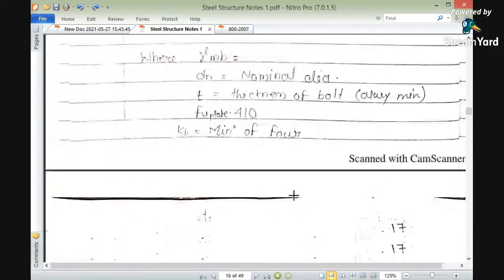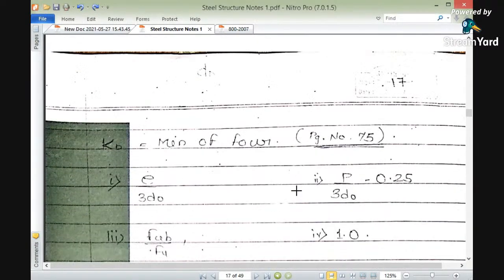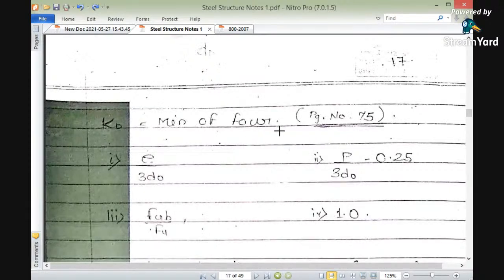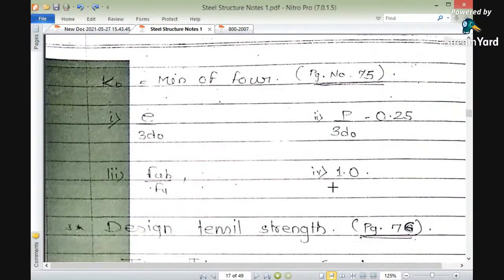FB in this case is the minimum of four values. So FB is nothing but the minimum of four values. I've shown you in the IS code. The first one, pitch upon 3D0 minus 0.25; then FUB upon FU; or the fourth number, that is 1.